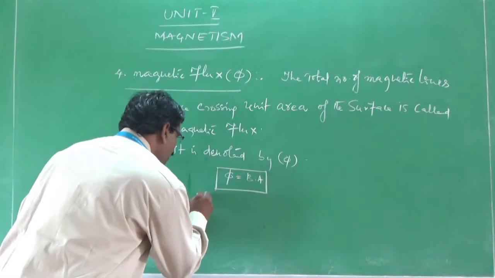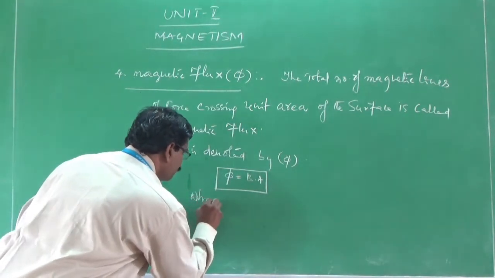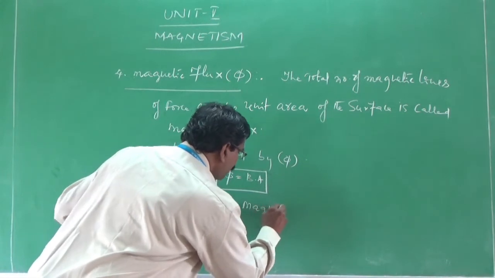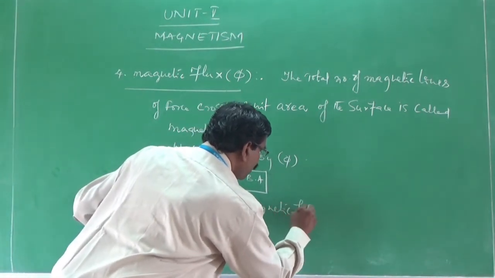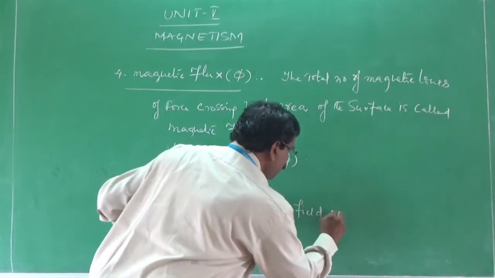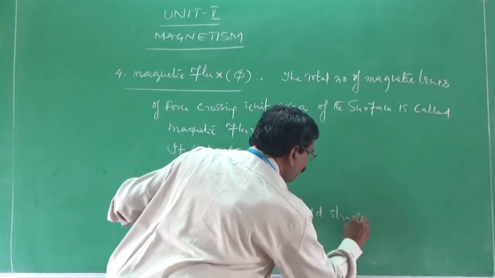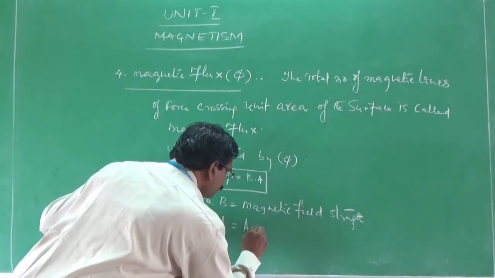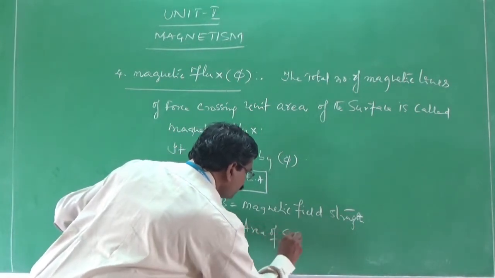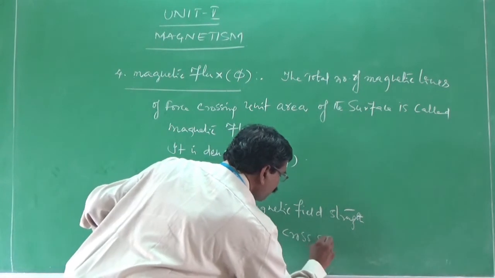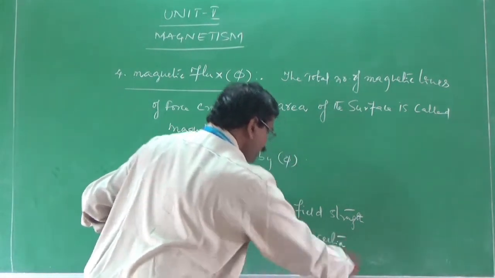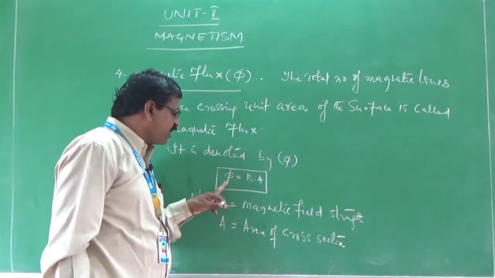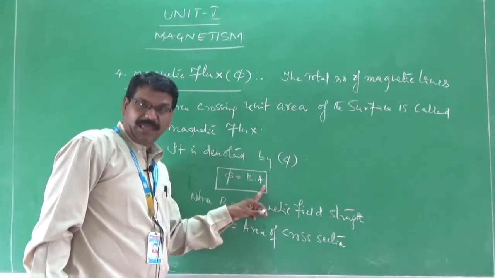I am writing here where B is equal to magnetic field strength, and A is called area of cross section. If you want to take the SI unit of magnetic flux, we can write like this: phi is equal to B into A.